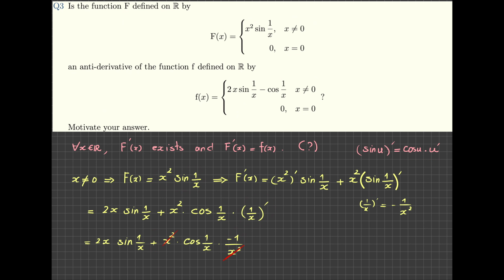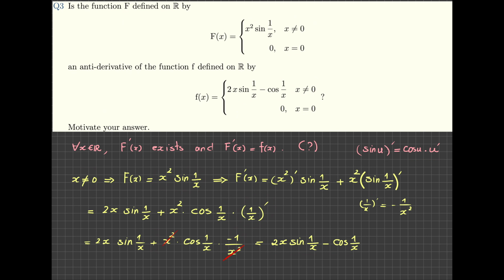So this means that this is indeed equal to 2x sine of 1 over x minus cosine of 1 over x. So after differentiation I got this expression, but that is exactly the function little f of x if x is not equal to 0. So you see that I am assuming that x is not equal to 0.